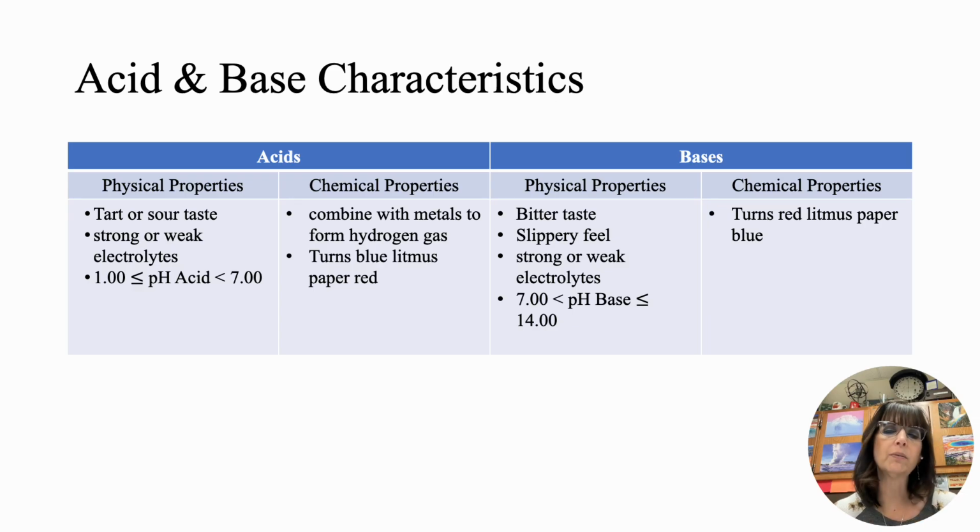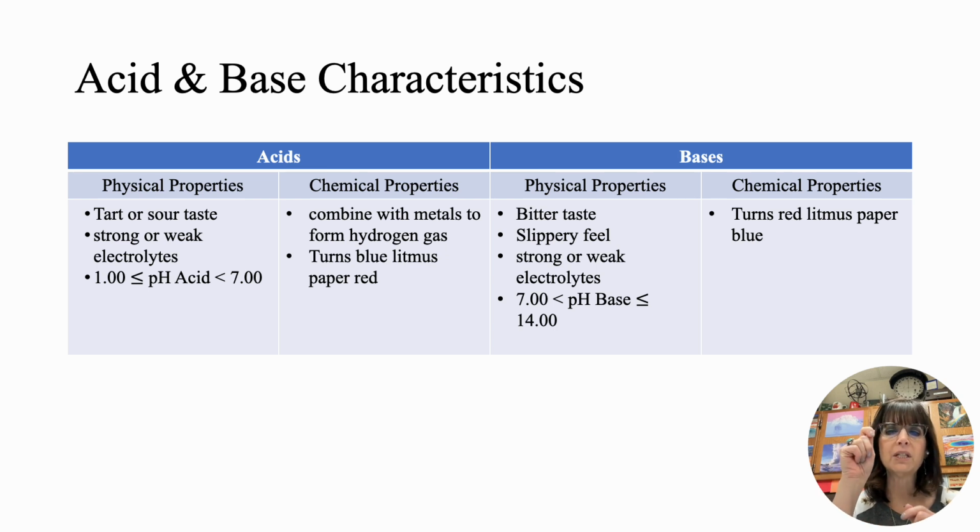The pH scale, which we will talk about in detail, goes from 1 to 14 roughly. 7 is neutral. Anything below 7 is an acid. Anything above that is a base. You do need to know that. Acids will combine with metals to form hydrogen gas. You've done this. You've taken hydrochloric acid, dropped in magnesium or zinc, and we've even tested for the hydrogen gas.